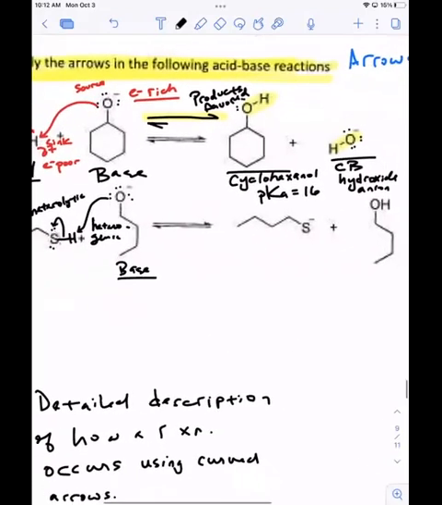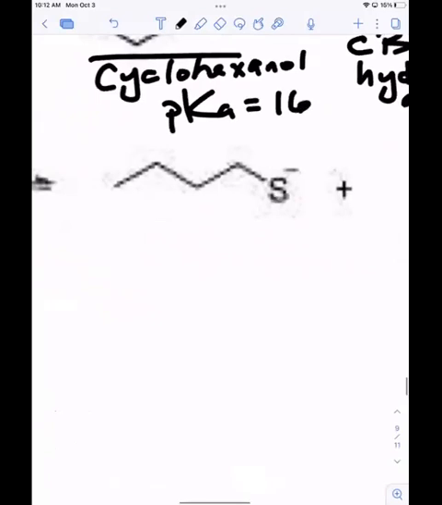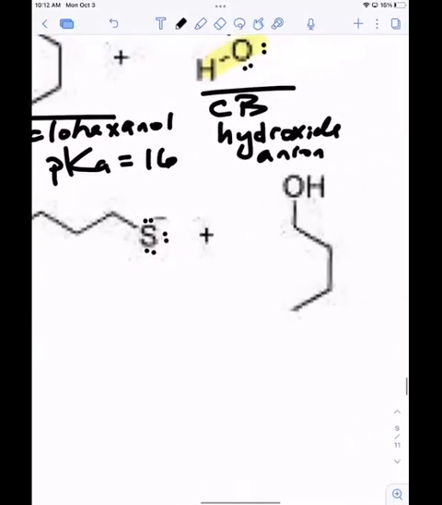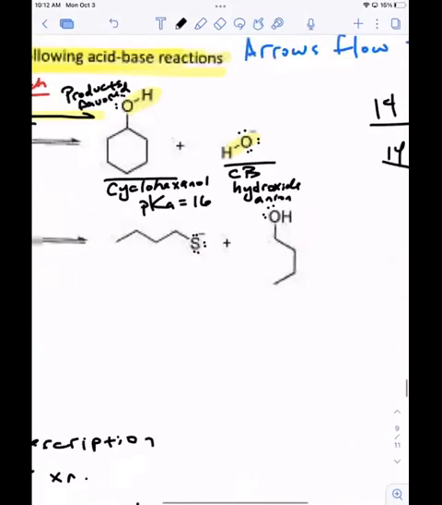All right, so that's how we got to the other side. You can see over here, now sulfur is missing that proton, has a negative charge, and then oxygen picked it up.